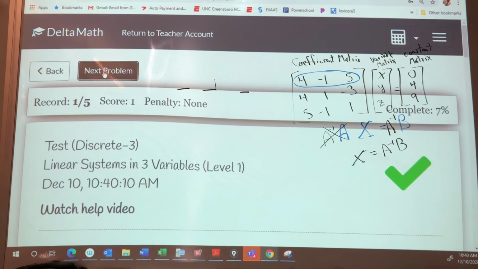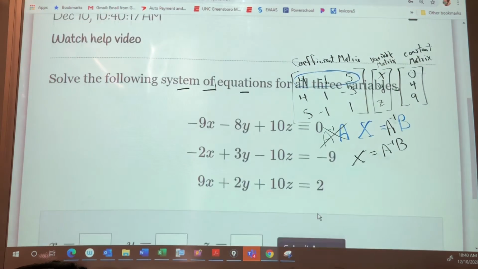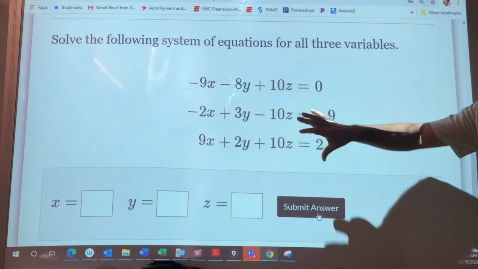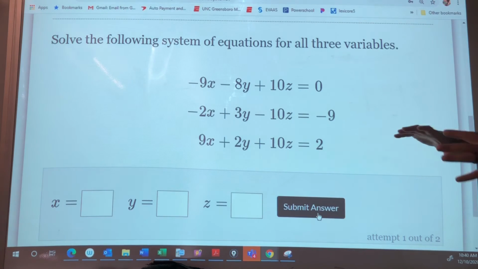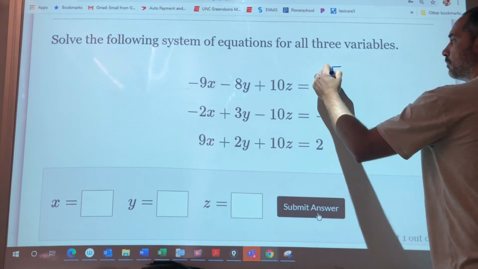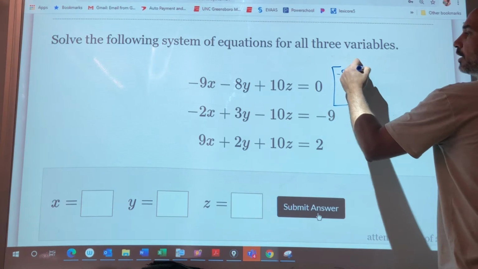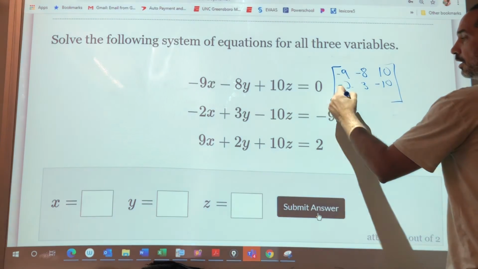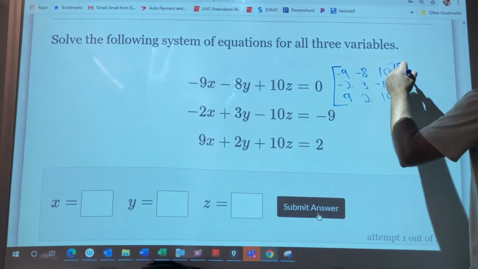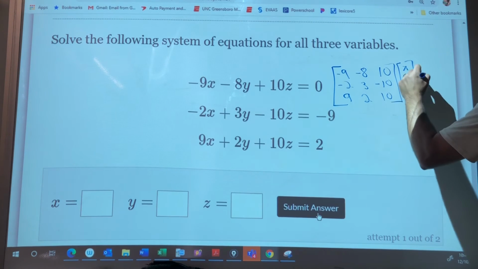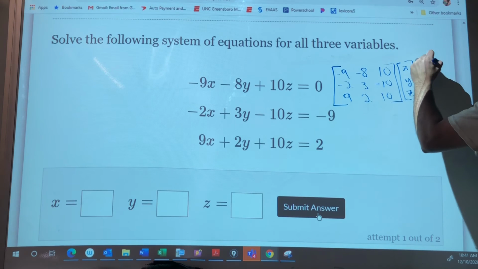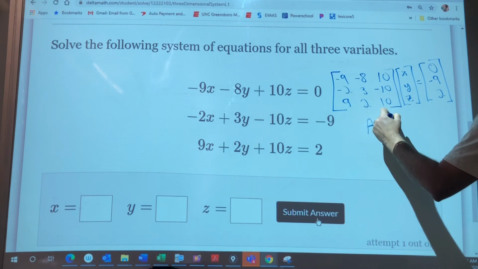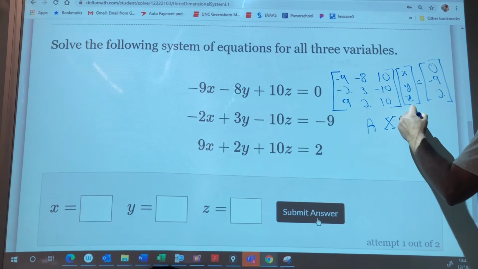All right. We're going to do one more. I'm going to go a little bit faster on this one because I think that we have all the basics for it. Okay, so we're going to do this problem. I'm not going to write the word coefficient matrix or variable matrix. I'm just going to set it up. So this is negative 9, negative 8, 10, negative 2, 3, negative 10, 9, 2, 10, times x, y, z equals 0, negative 9, 2.